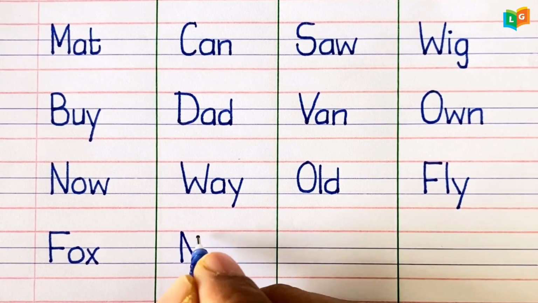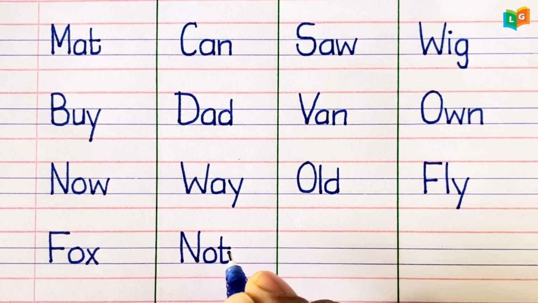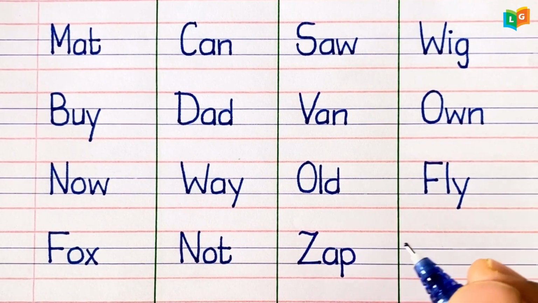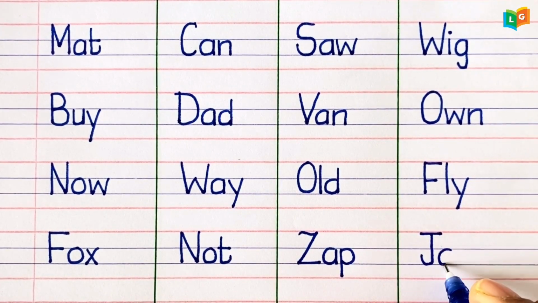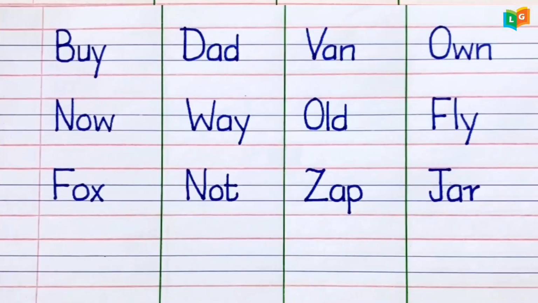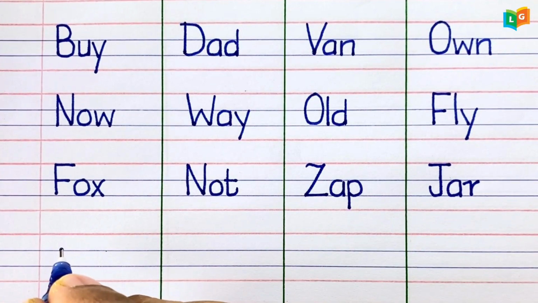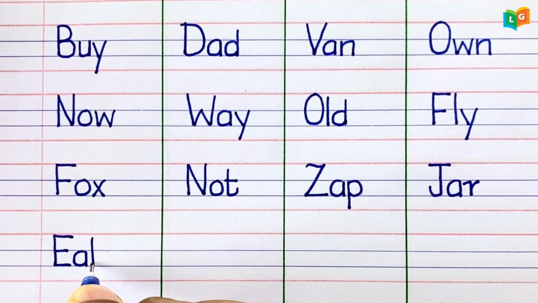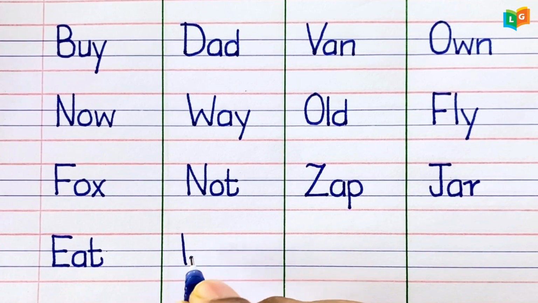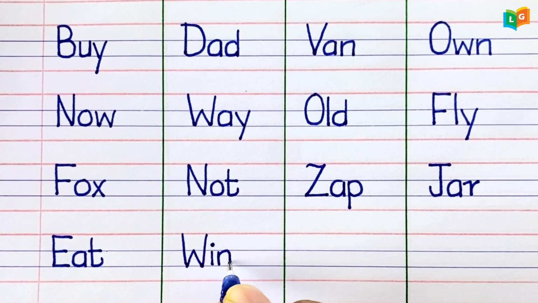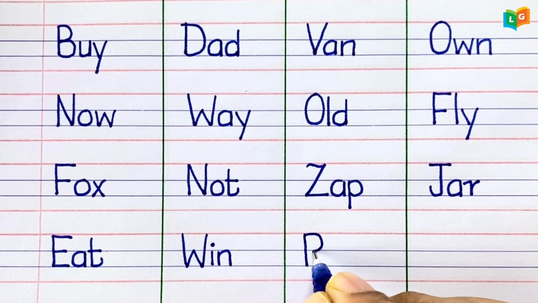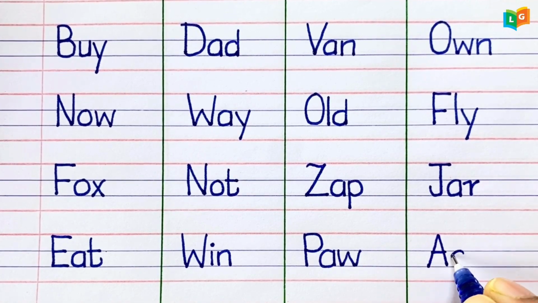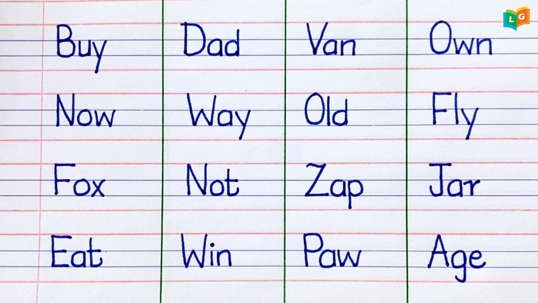F-O-X, fox. N-O-T, not. Z-A-P, zap. J-A-R, jar. E-A-T, eat. W-I-N, win. P-A-W, paw. A-G-E, age.